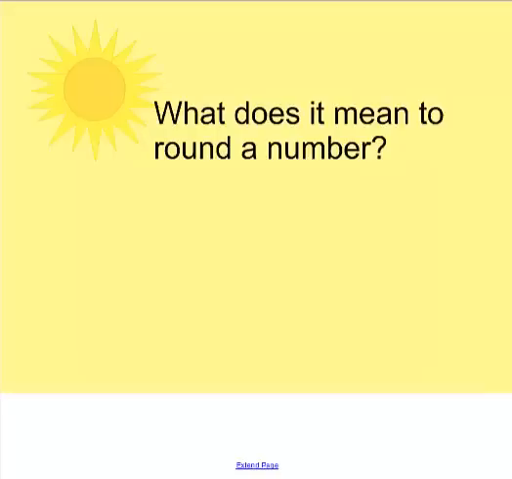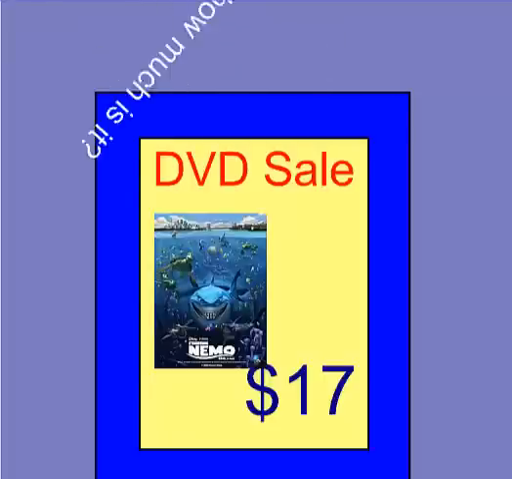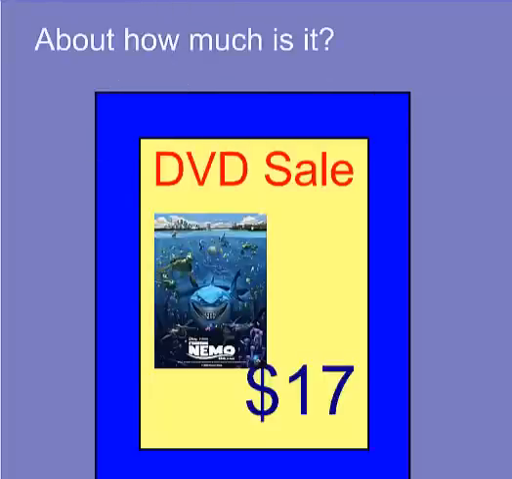What does it mean to round a number? Well, let's take a look at this as an example. Let's say you're going to the store and you want to purchase Finding Nemo. And you ask your, let's say, mom, if you can buy it. And she might say, well, how much is it? Or she might say, well, about how much is it? When you use the word about, that means it's not an exact price.